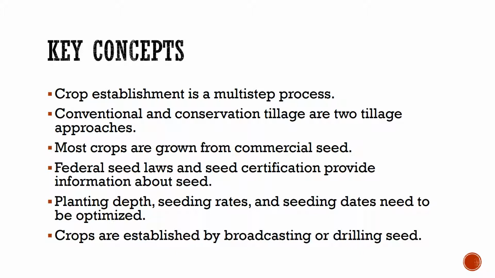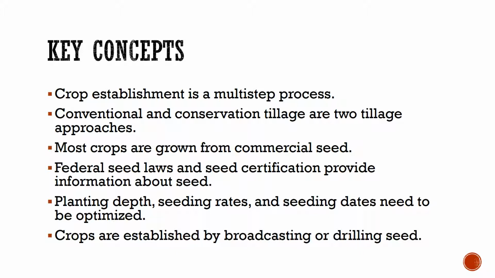So some key concepts. Before we can plant the seed, it's really important to have a seed bed that is correct for that seed. So the establishment of the crop is very important. The pre-planting is extremely important and has a very multi-step process connected with it. So two types of tillage that we'll talk about: conventional and conservation.